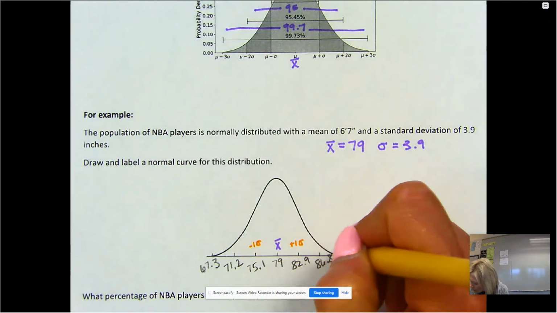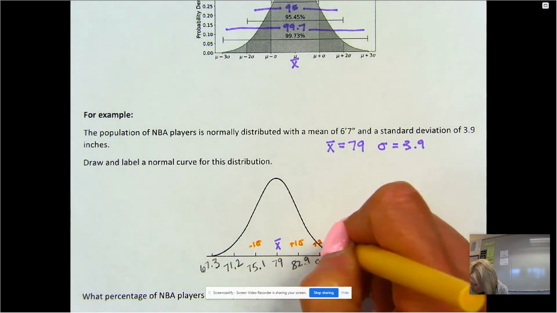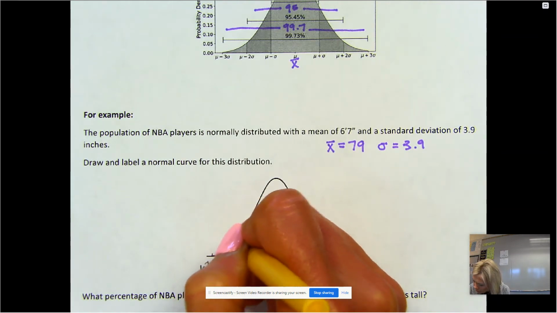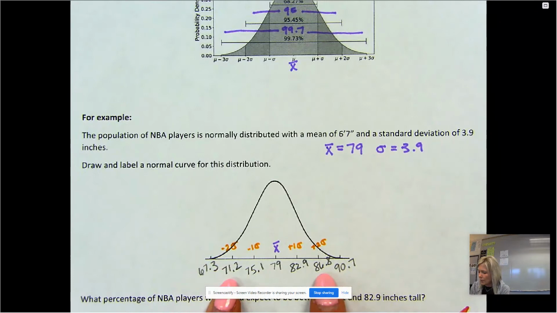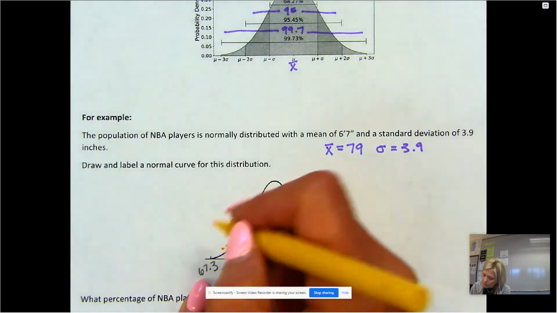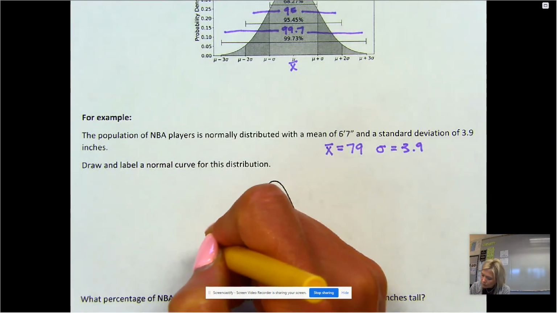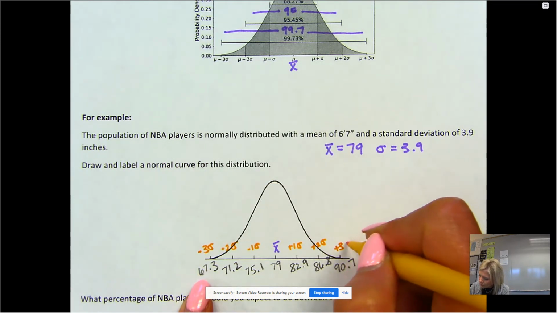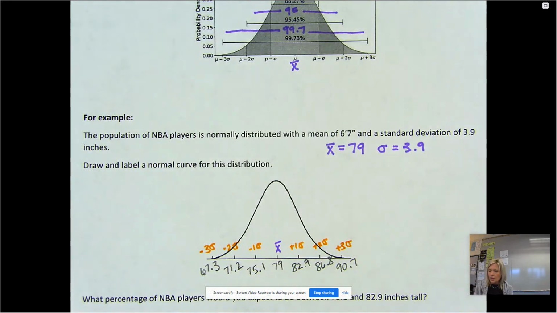And then the 86.8, that's +2 standard deviations. 71.2, that's -2 standard deviations. All right, so from 71.2 to 86.8, those are values within two standard deviations of the mean. And then 67.3 to 90.7 within three standard deviations of the mean. So this is -3 standard deviations, and this is +3 standard deviations. Okay, so we can answer a couple questions here.